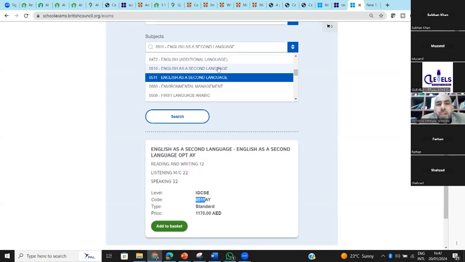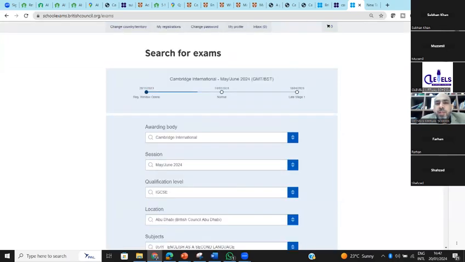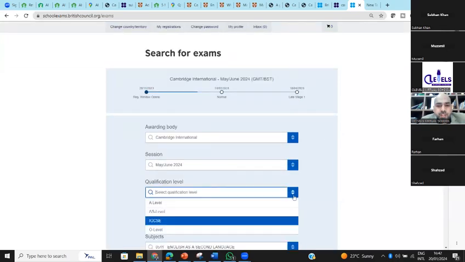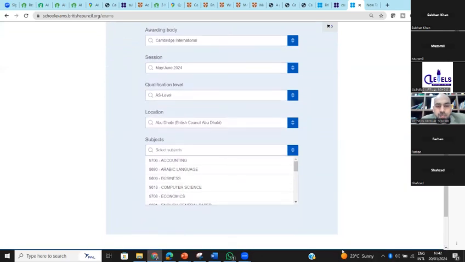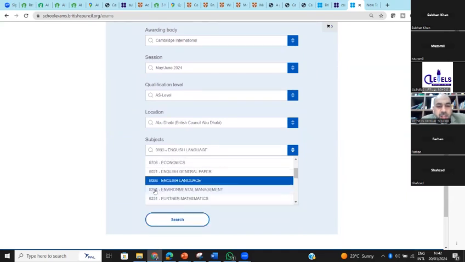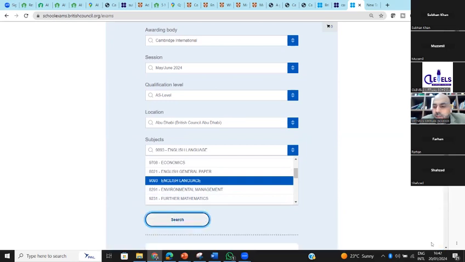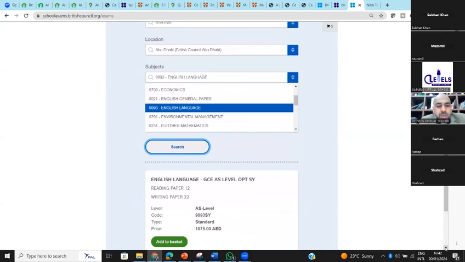Is it possible to give AS English and AS subjects or IGCSE together in June? Yes, you can. For example, for you, Muzammil, the level is different. You're going for AS level. We change the qualification level to AS level, then select Abu Dhabi or Dubai, whichever is closest to you, as you're in UAE. English language is coming, 9093 is your code. You search it here and you'll find the details: reading 1, reading 2. So we will be having 2 papers, and that's how you register.